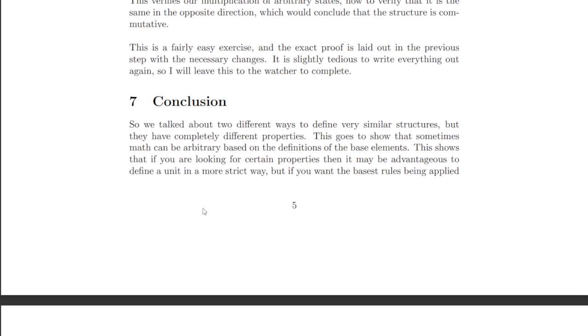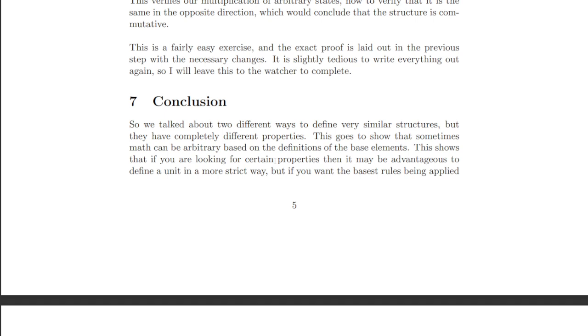Now, looking at a conclusion, we talked about a few different ways to define very similar structures, but they have completely different properties. So maybe there's multiple ways to do certain things, right? In math, it's not always about what can be done with a certain thing. It's how can you define something so it can be done, right? It's not can something be done. It's how can you define something to get it done, right? And so if we're looking for certain properties, then it may be advantageous to use the more strict way.